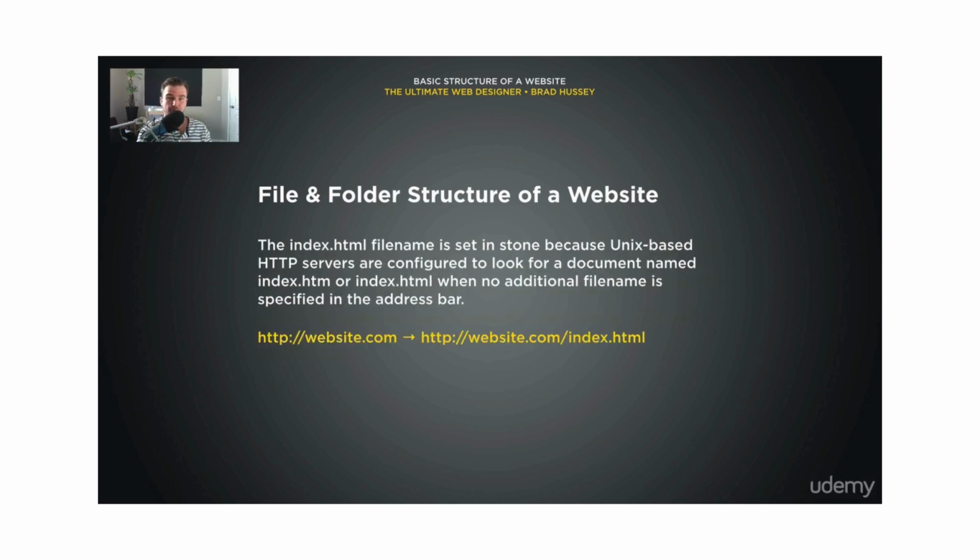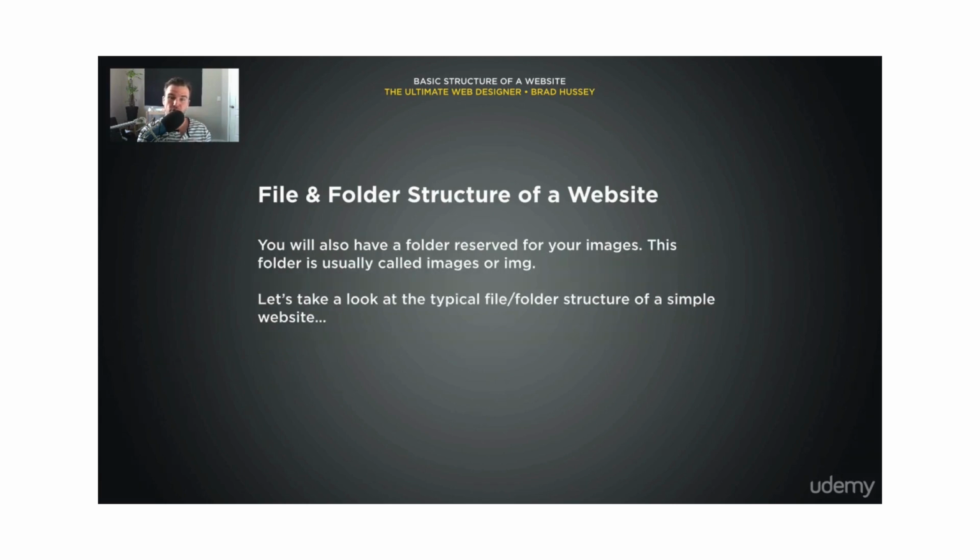The index.html file name is set in stone because Unix-based HTTP servers are configured to look for a document named index.htm or index.html when no additional file name is specified in the address bar. So for example, if you're searching for website.com, the server will automatically look for website.com/index.html, the home page. You will also have a folder reserved for your images. This folder is usually called images or img.